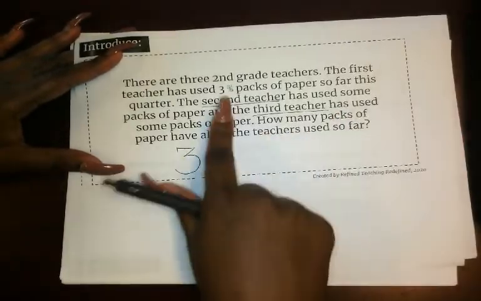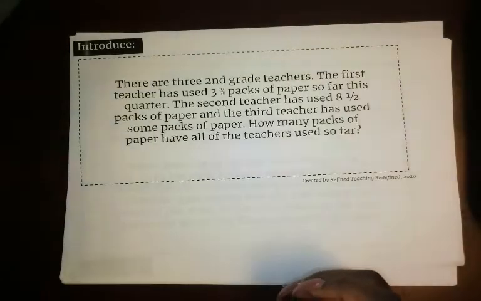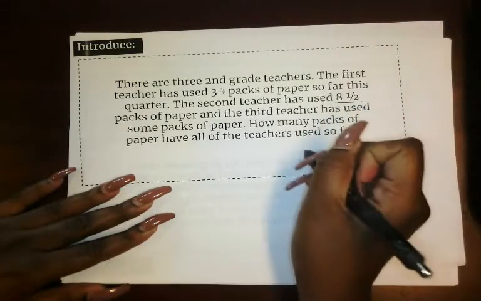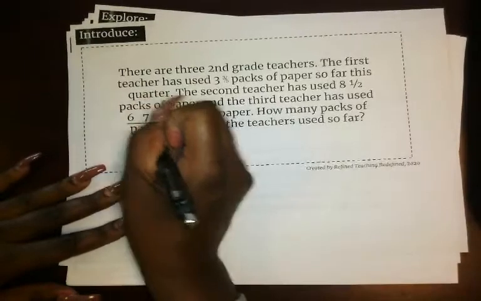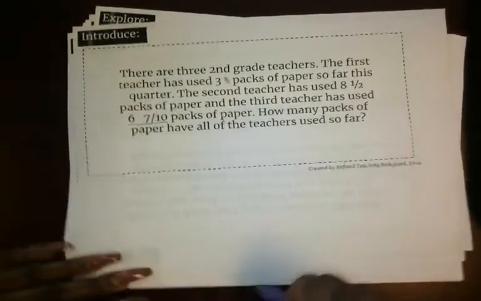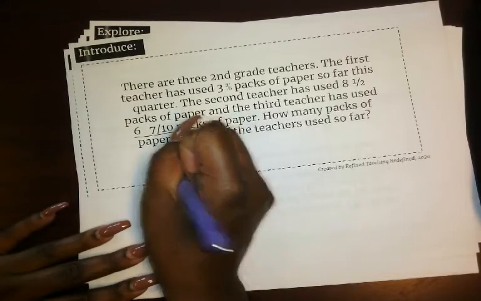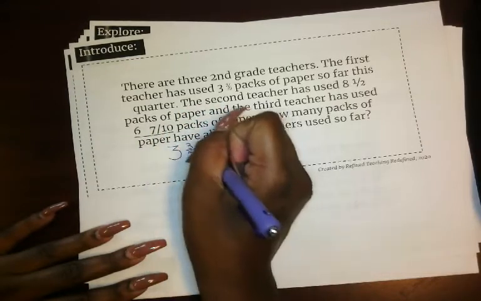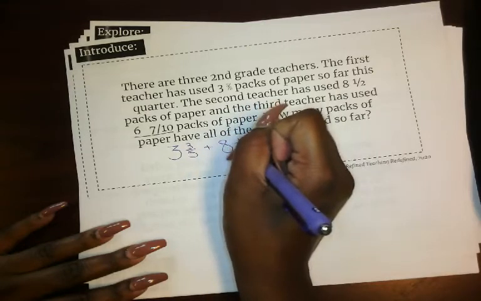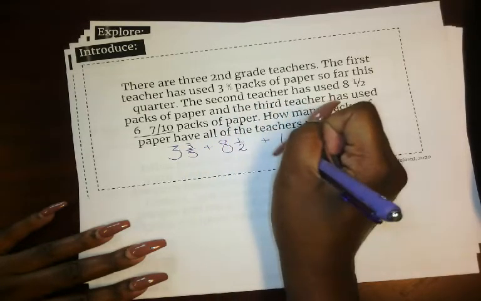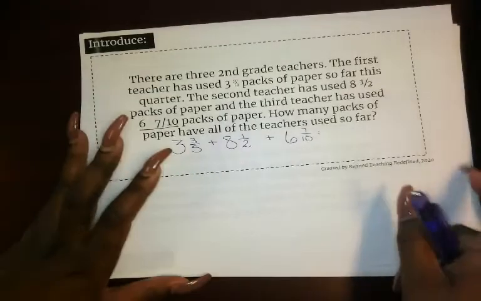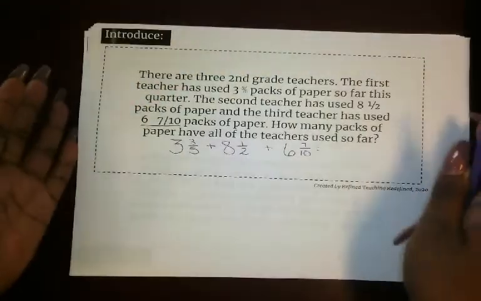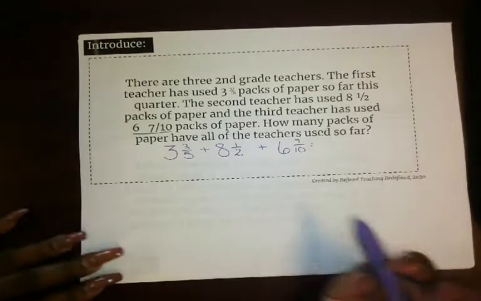Okay, so first teacher, 3 3/5. The second teacher is 8 1/2. And then finally, the third teacher's is 6 7/10. So we know that our equation now is the first teacher, 3 3/5, plus 8 1/2, plus 6 7/10. Now, like before, what do you think I'm going to ask you to do? Of course, you have to draw a model still.